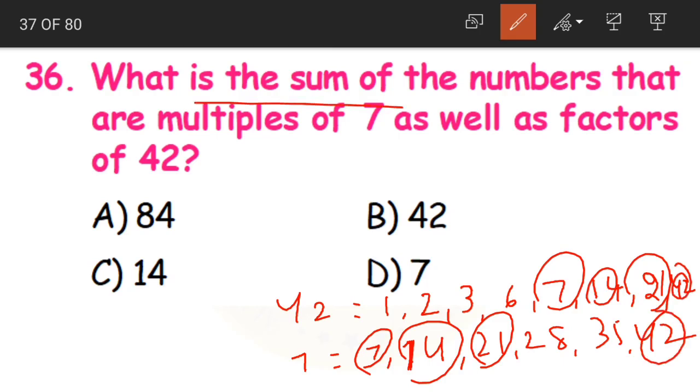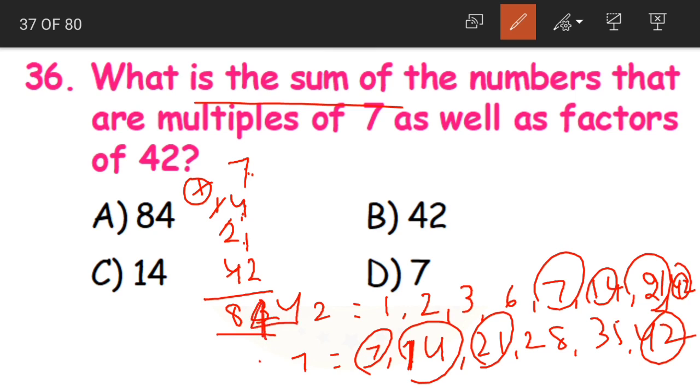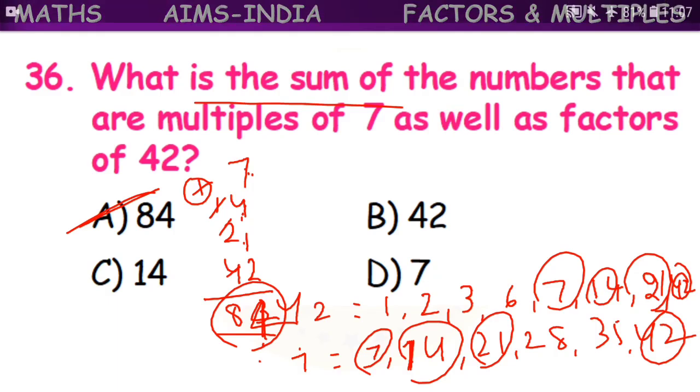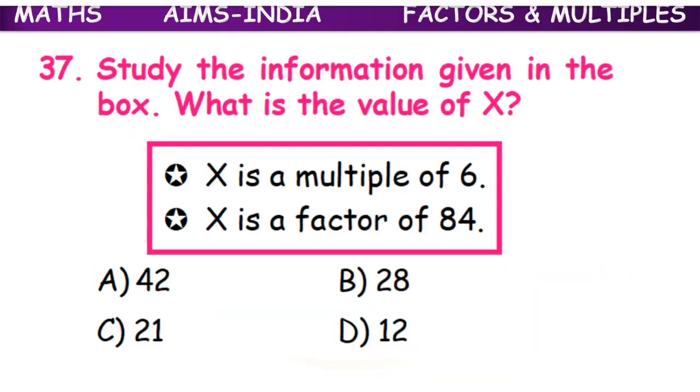So what should we do with this? Sum. 7 plus 14 plus 21 plus 42. So what is the sum? 7 plus 4 is 11, 11 plus 1 is 12, 12 plus 2 is 14. Yes. So what is our final answer? 84 is the final answer. Option A becomes our correct answer. Okay, so whatever is asked in the question, write accordingly so that you will get your answers.